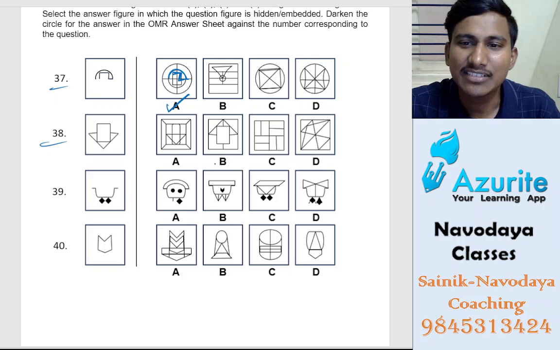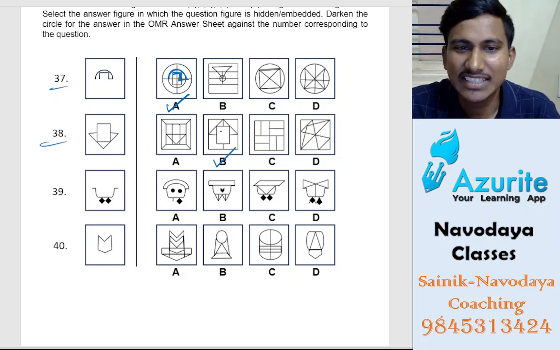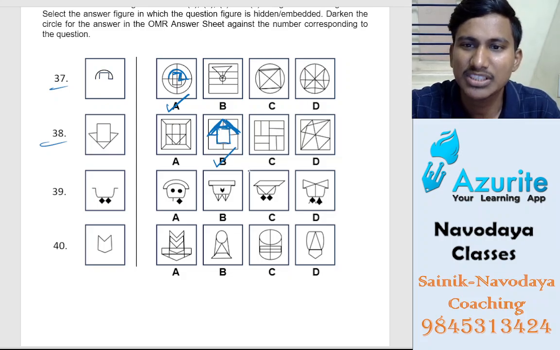It is there in option B. Just reverse it. If you reverse it, you will get it. So that is here, right? It is like this. So you have to reverse it. Option B, it is there.